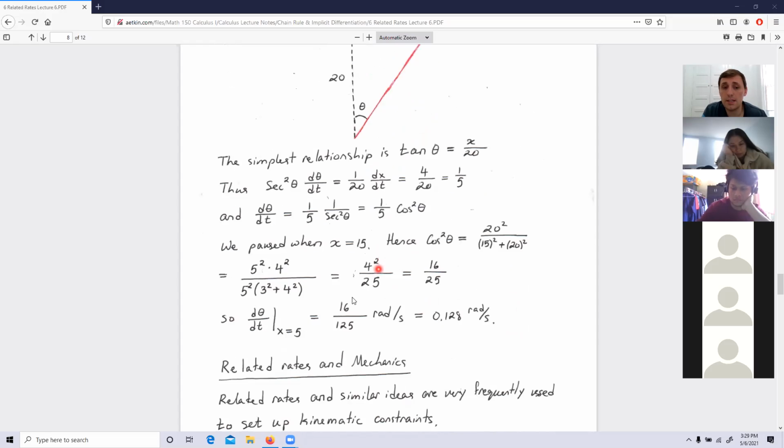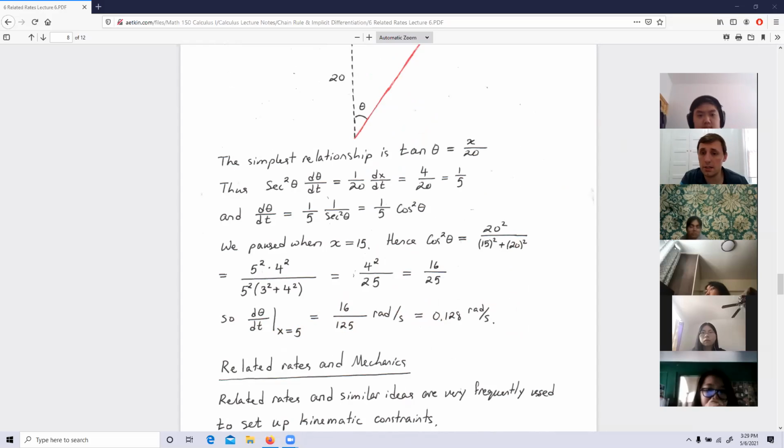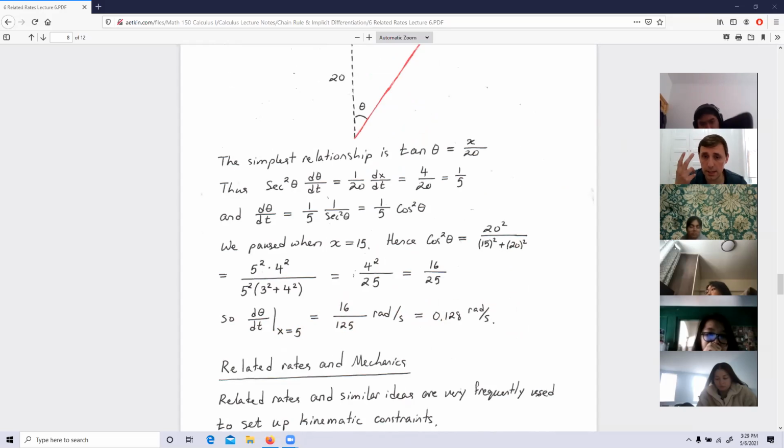So the answer is that d theta dt at x equal to 15 is 16 over 125 radians per second, or about 0.128 radians per second. You understand how I calculated, guys? It involves two steps: recognizing what simple thing is happening here, a very simple thing, and then translating it to a formula, and then taking the implicit differentiation.